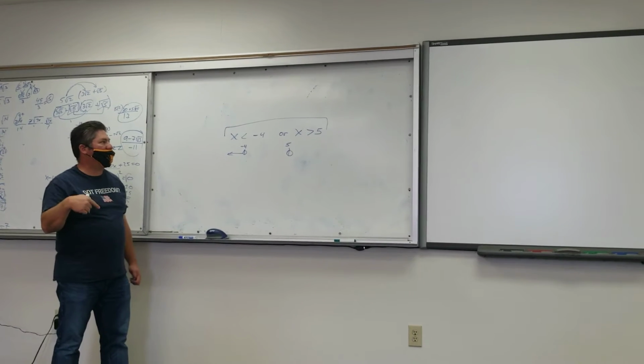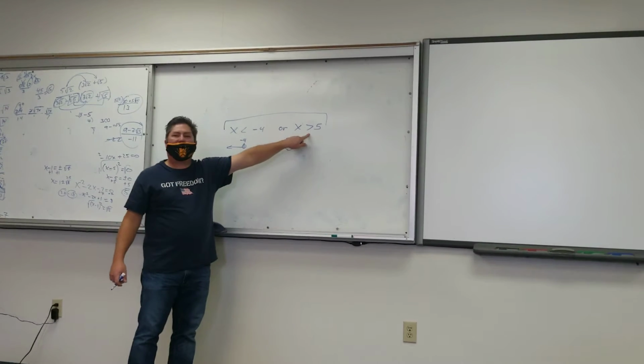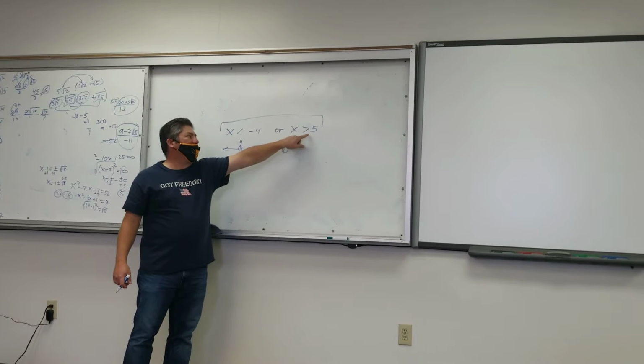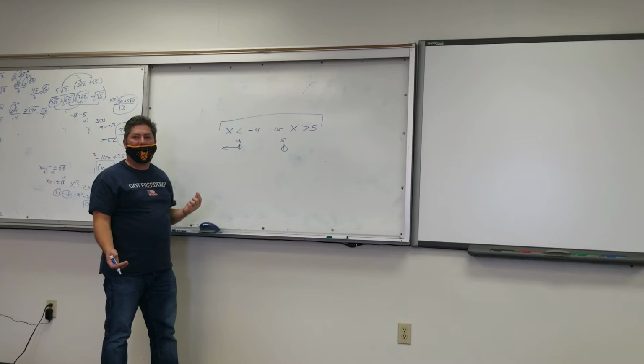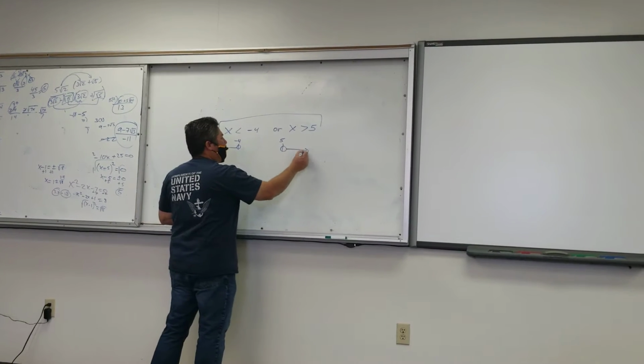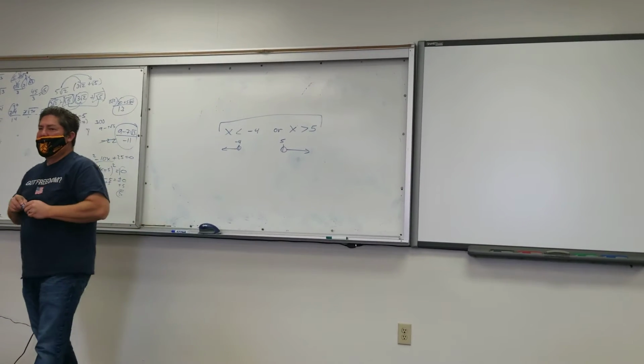So Sage, which numbers are, and how do I read this? X is what? Greater than 5. So which way should I go from 5? To the right.